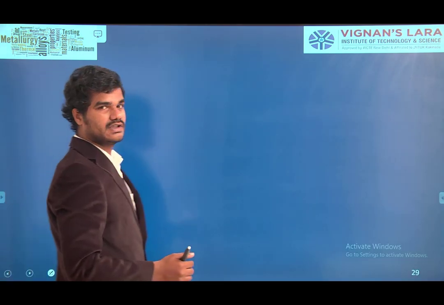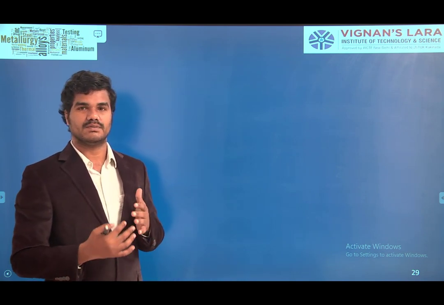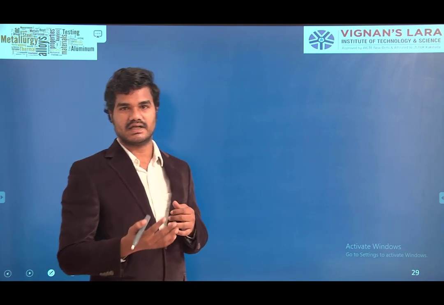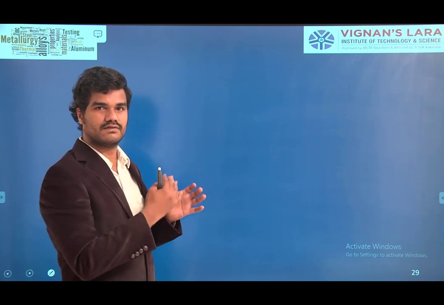So that's about today's presentation. What did we discuss today? Imperfections. Imperfections are of types: point defect, line defect, plane defect, and volume defect. In that we discussed further classification. After that we discussed slip and twinning.